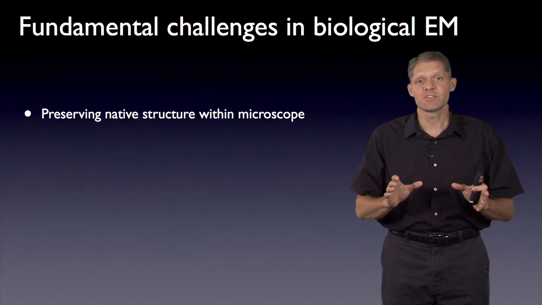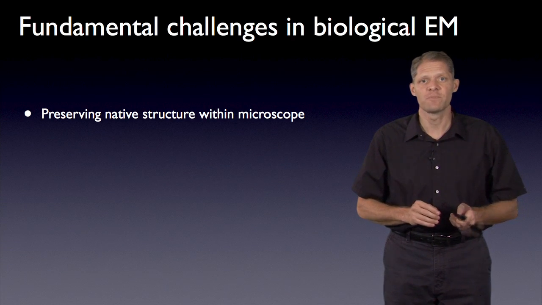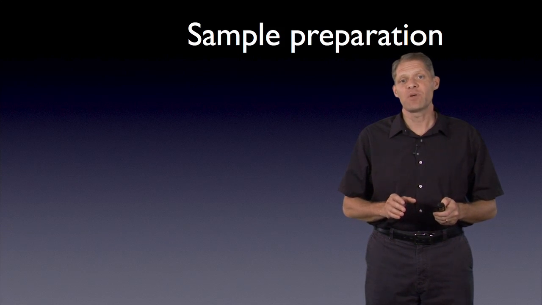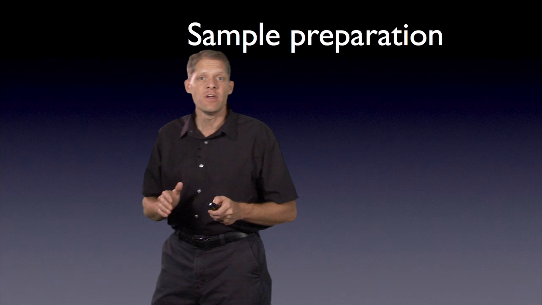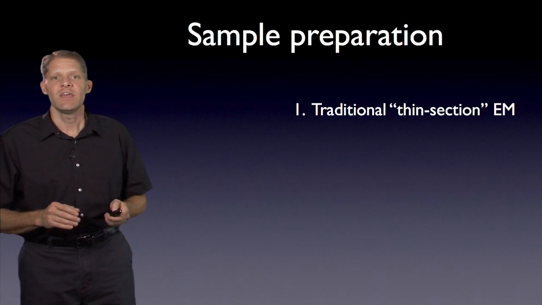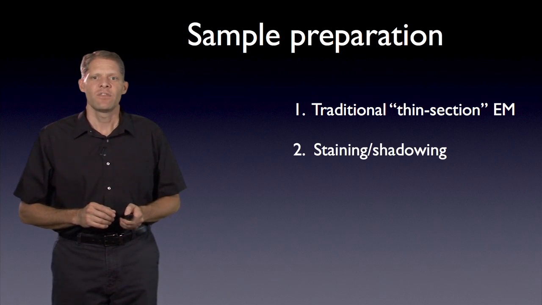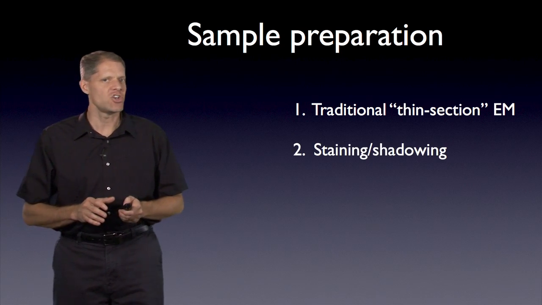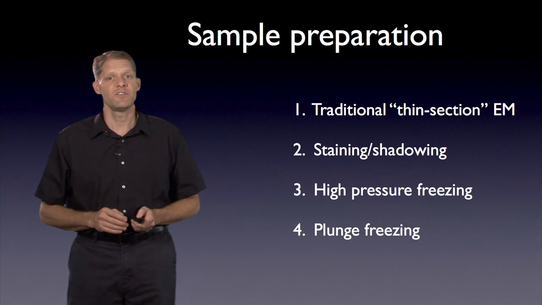So let's talk first about how we preserve native structure within the microscope. And this is the subject of sample preparation. And I'm going to introduce you briefly to 4 different techniques for sample preparation. The first is traditional thin section EM. The second is staining and shadowing. The third is high pressure freezing. And the fourth is plunge freezing.